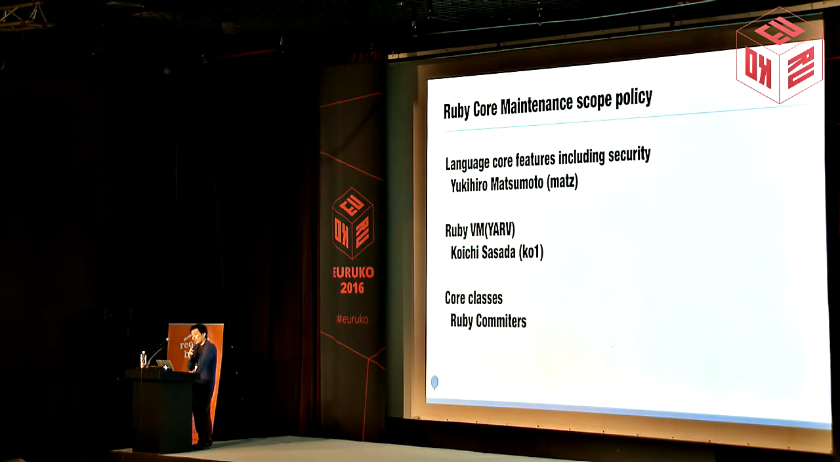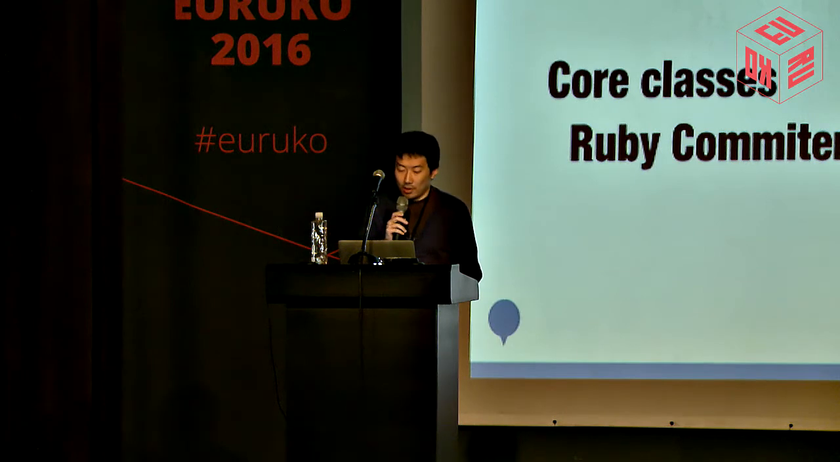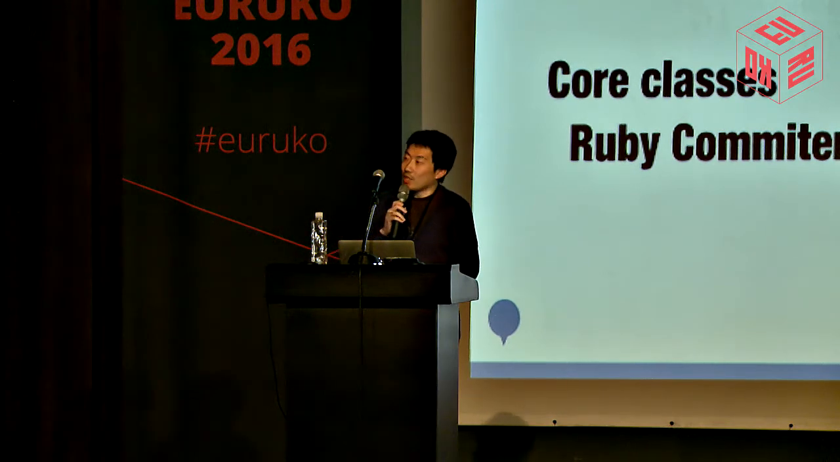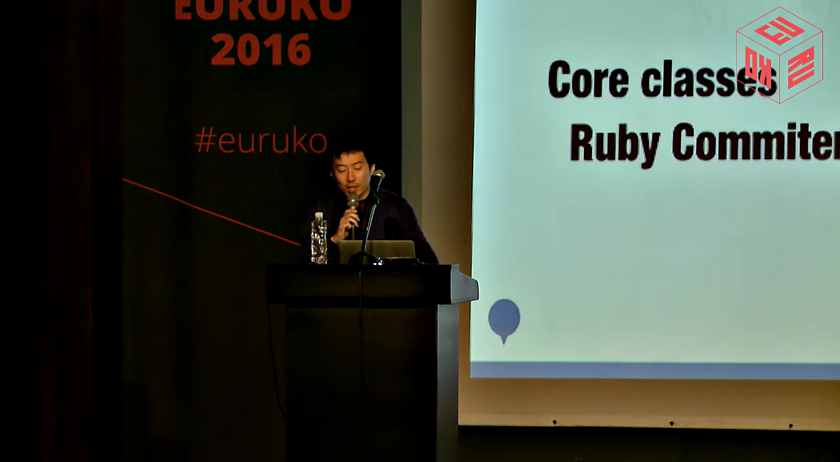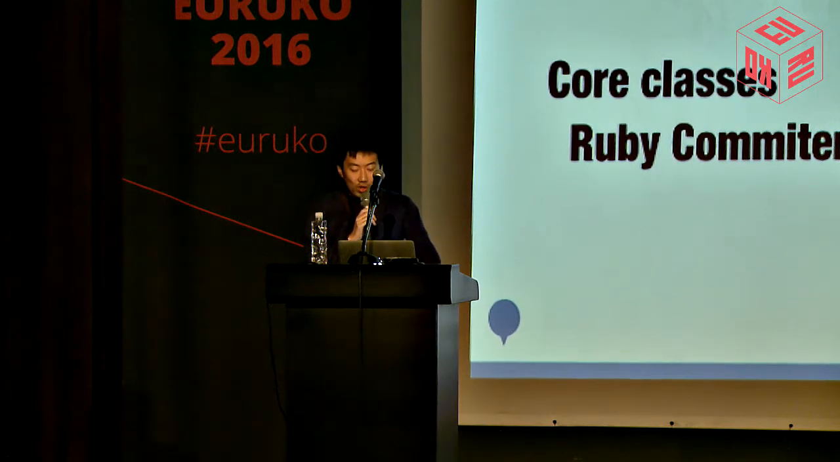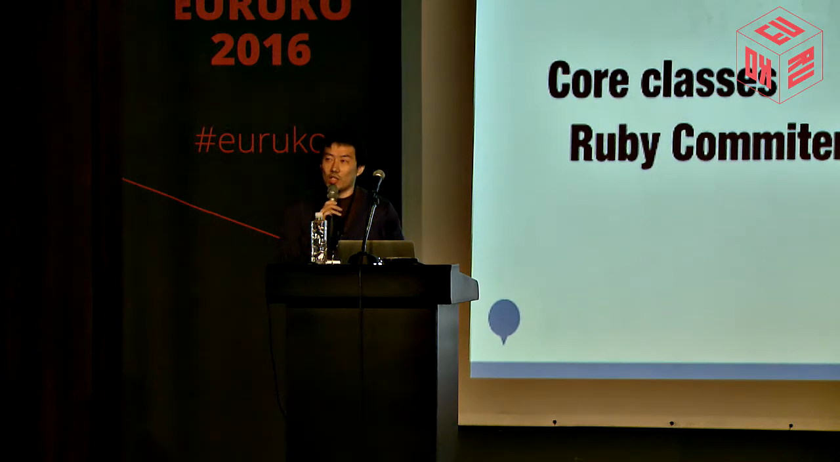We have a policy of maintenance scope. Matz has the responsibility for the language design of Ruby. If you have a new feature or syntax, you need to get acceptance from Matz. It's too difficult. Sasada-san maintains the VM and related issues such as threads, GC and the evaluator. Also, core classes such as String, Array, Hash and more are maintained by Ruby committers. However, if it is related to language design, we discuss with Matz before new implementations.